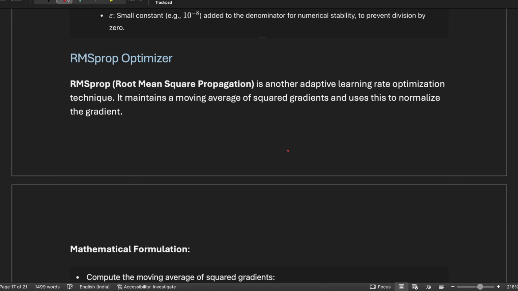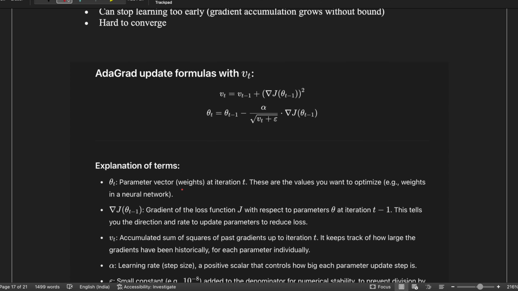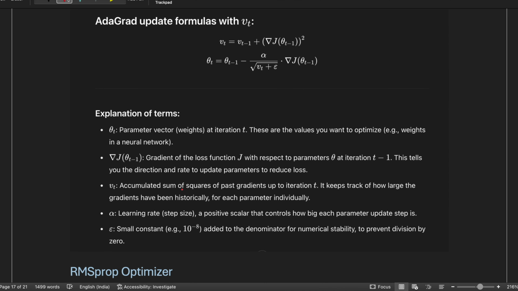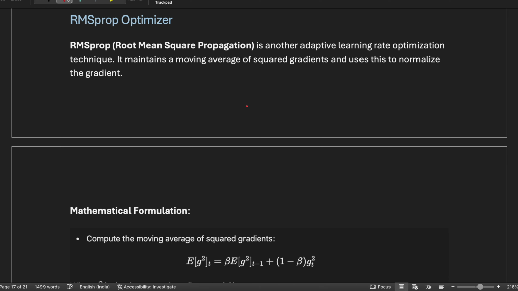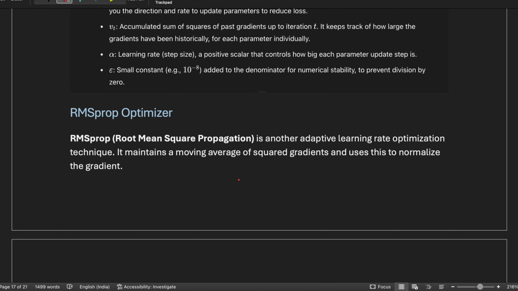And for the Adagrad optimizer, the disadvantage is that it is hard to converge. When you try to solve this, you will understand that we reach a position where the gradient becomes so small that the possibility of converging becomes very small. So it is hard to converge. This disadvantage is solved by RMSprop. So what is RMSprop?